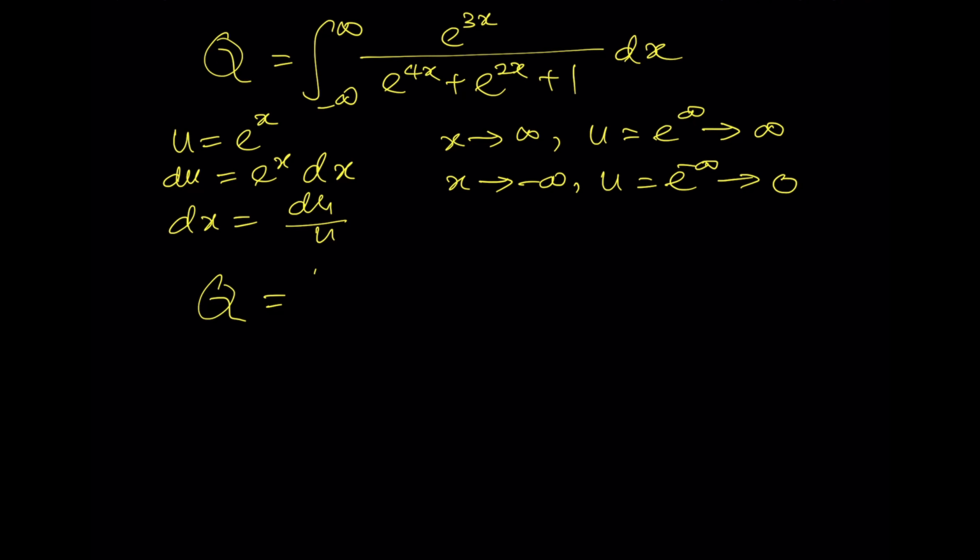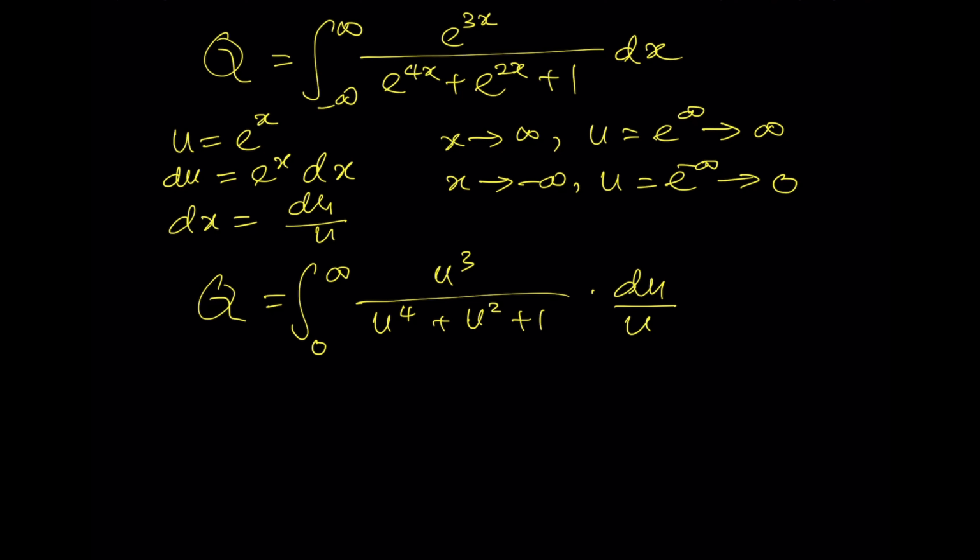So we have a new Q, which equals the integral from 0 to infinity of u power 3 divided by u power 4 plus u power 2 plus 1, and then the whole thing multiplied by du divided by u. Of course, we can further simplify and then label this as equation 1. Now what? Our good friend, inverting variable structure.